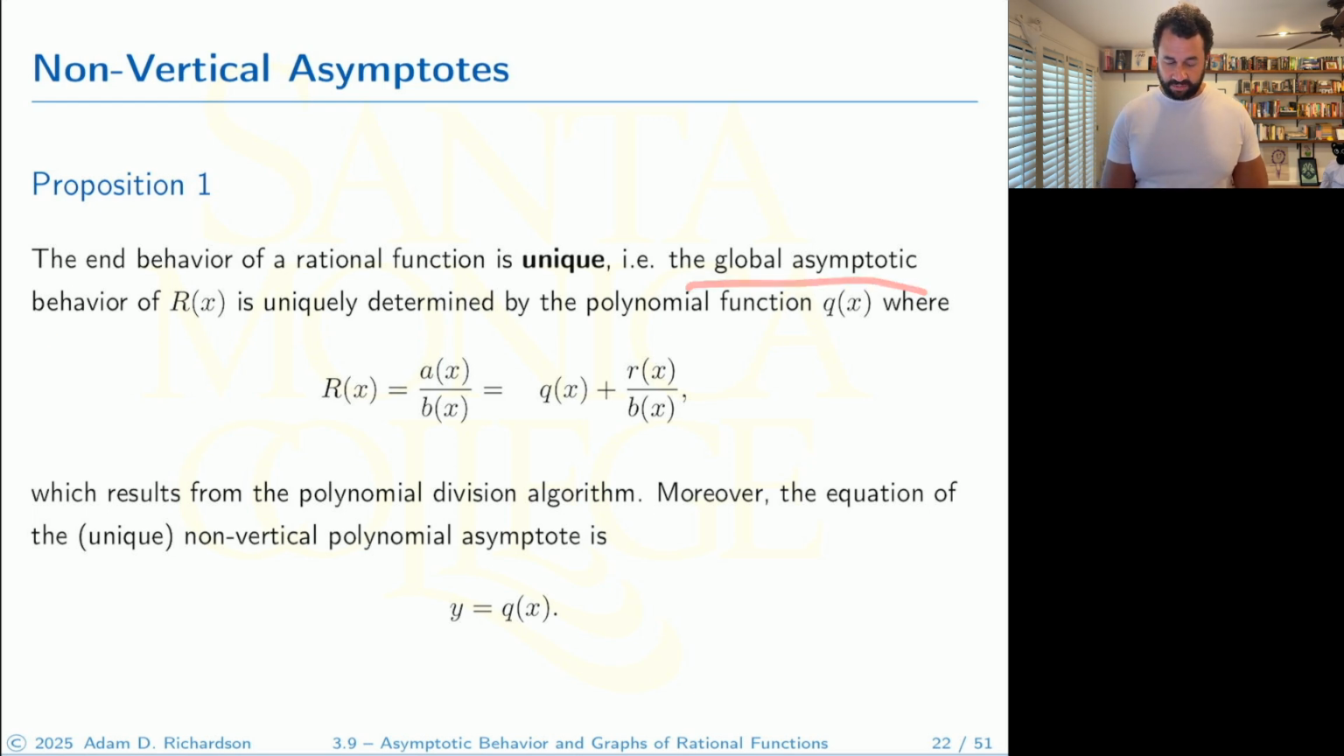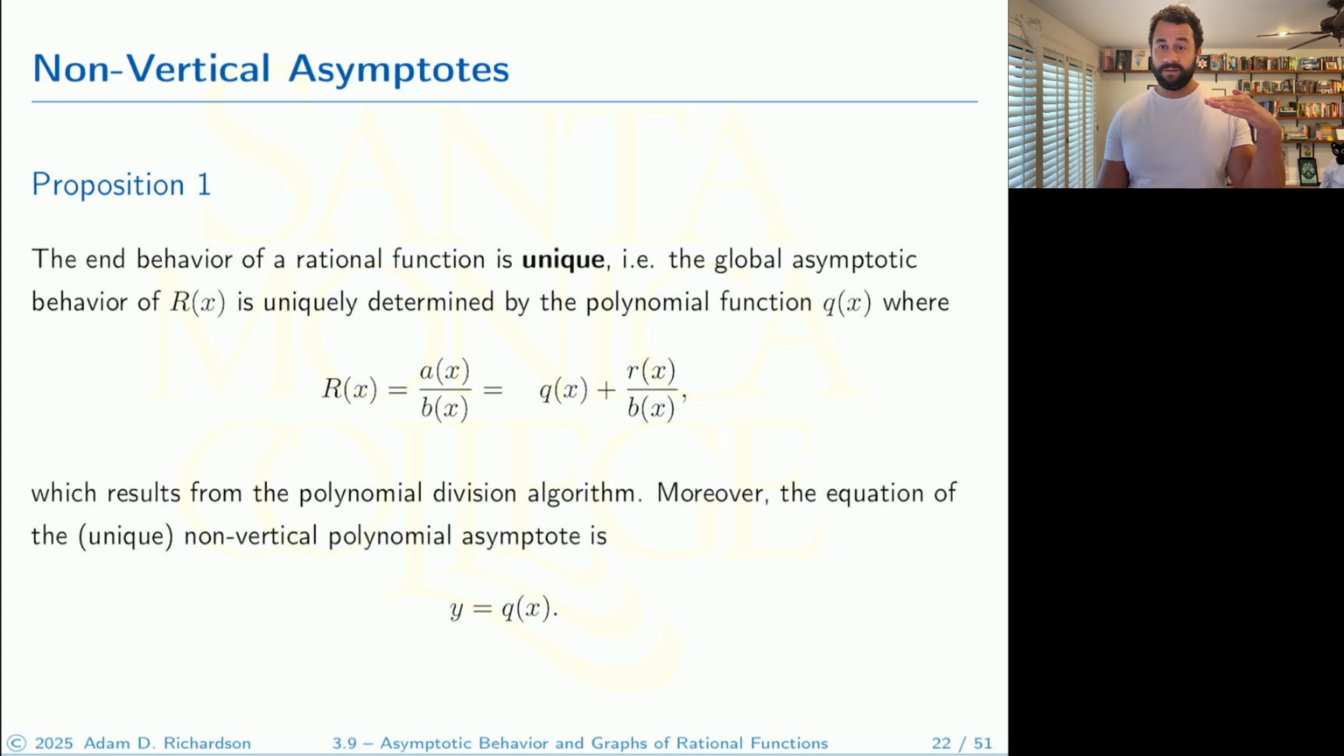The global asymptotic behavior is uniquely determined by that polynomial function q of x, where q of x is the quotient you get by running the division algorithm. The reason this is important is because a lot of times students will wonder, can a rational function have a horizontal asymptote and a slant asymptote? The answer is a hard no, absolutely not, because that quotient that you get is unique. That quotient is a unique result, and that's a consequence of Euclid's division lemma, right? So there's only one possibility for that non-vertical asymptote.